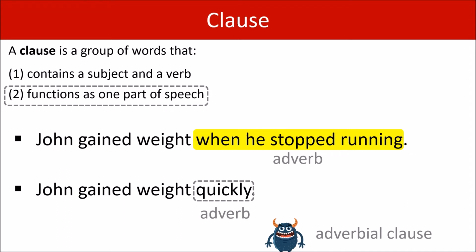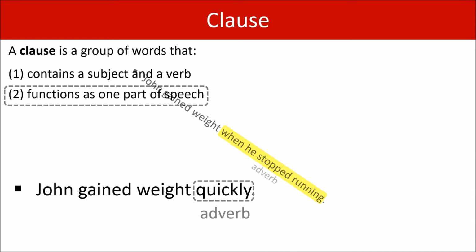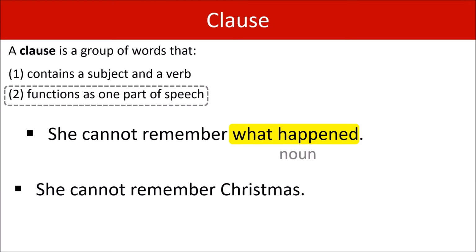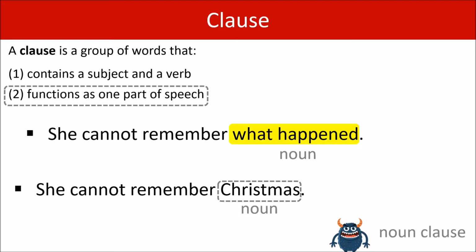And finally, let's get back that third example. She cannot remember what happened. Well, this is functioning as a noun. Look at this similar example. She cannot remember Christmas. Well, that is definitely a noun. And you can see how you can substitute one for the other, proving that the clause what happened is functioning as a noun. And that is a noun clause. Let's clear those.